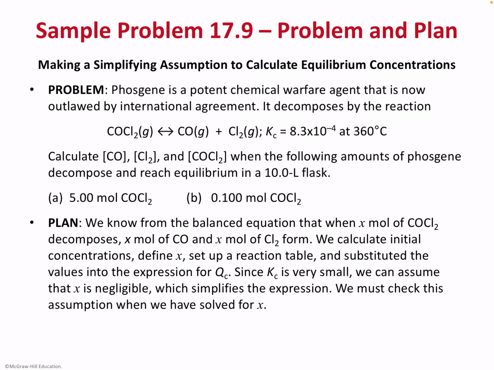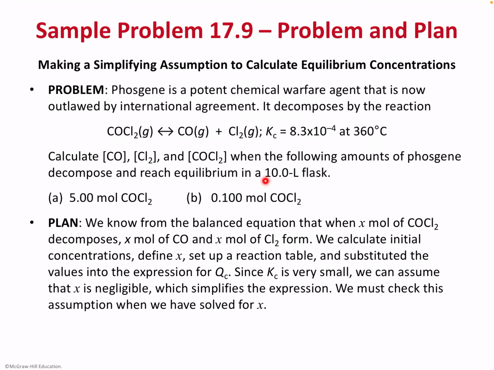Okay, so let's look at this example and see whether we can use the simplifying assumption or not. Phosgene is a potent chemical warfare agent that is now outlawed by international agreement. It decomposes by the reaction: phosgene decomposes to give you carbon monoxide and chlorine. And it's balanced. So Kc is given to us. Calculate carbon monoxide, chlorine and phosgene concentrations when the following amounts of phosgene decompose and reach equilibrium in a 10-liter flask.